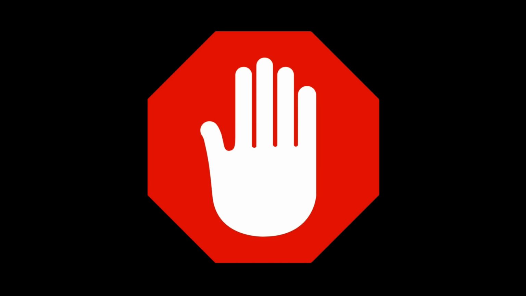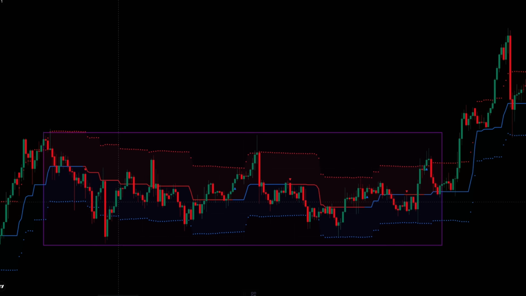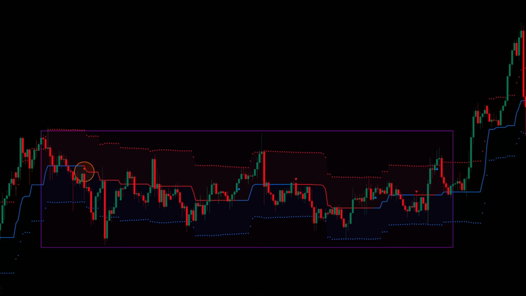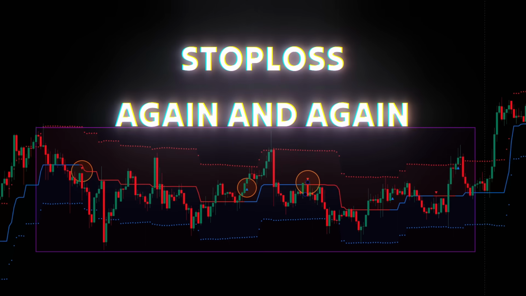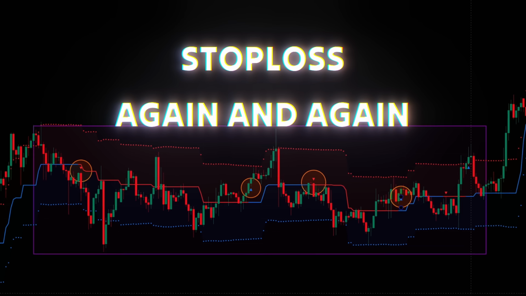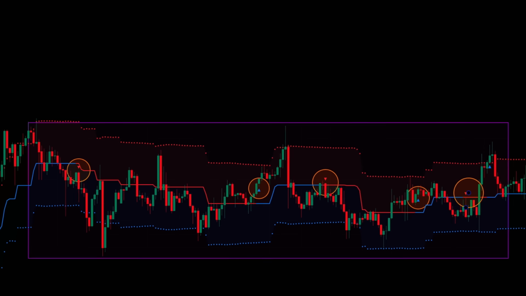Now pause for a second and look at a different section of the chart. Here, the exact same signal appears. You take a buy, it hits a stop loss. You take a sell, it hits a stop loss. Again and again. Nothing changed on the indicator. Nothing changed in the rules. The only thing that changed was the market condition. And this is where most traders quietly destroy their accounts.